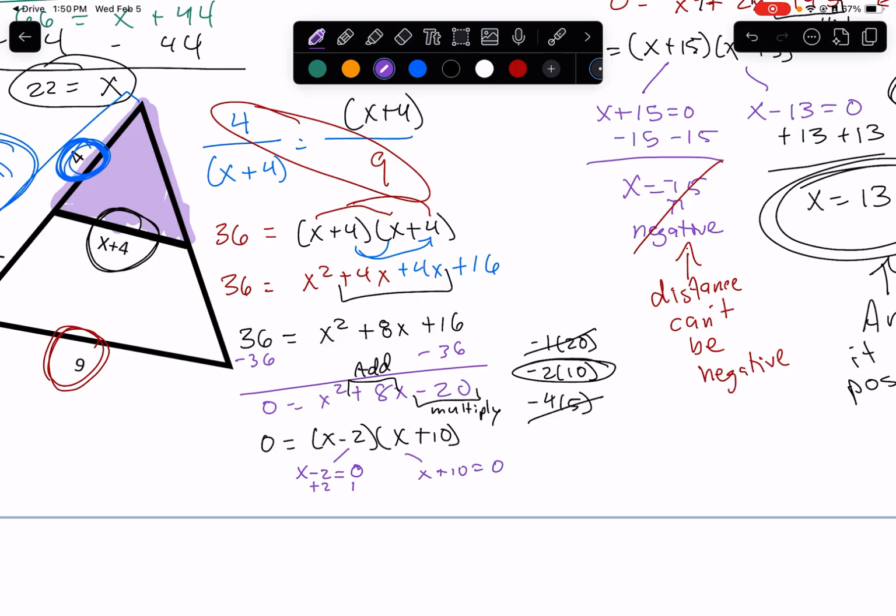So when I add 2 to both sides, I get x is 2. That's our positive value. This is our answer. When I subtract 10 from both sides, I get x is negative 10. And I can't have a negative, so this is not the answer.